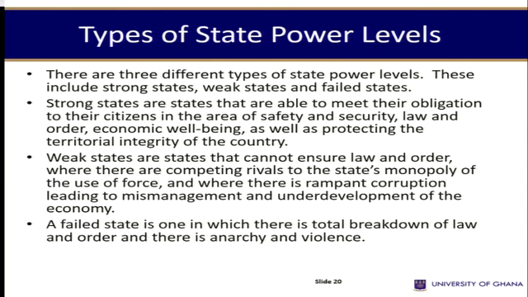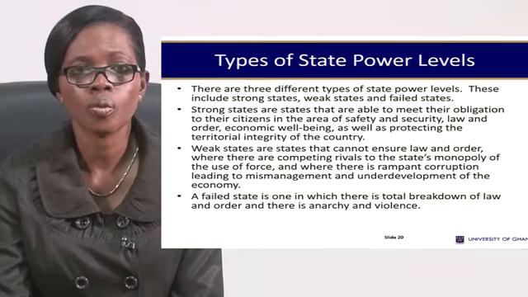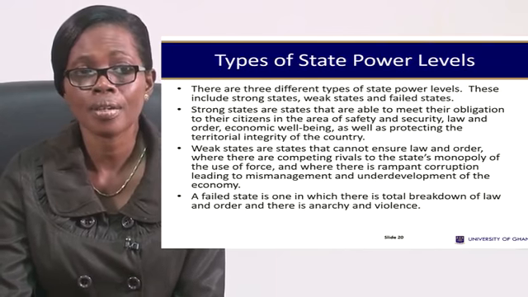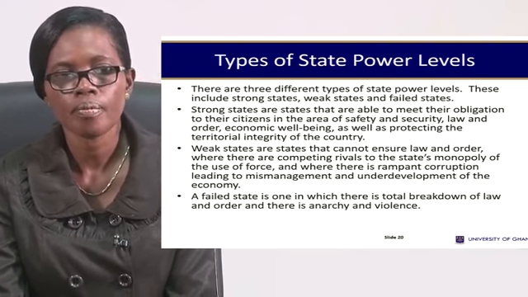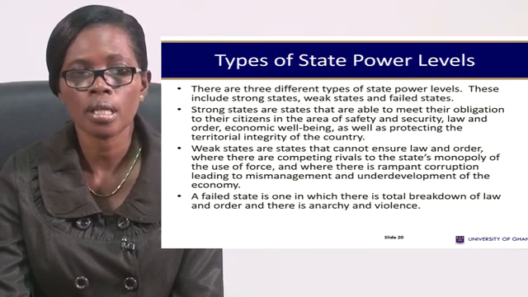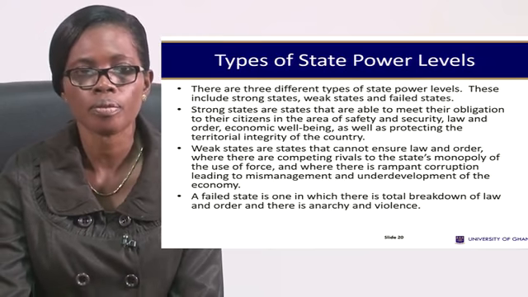Weak states are states that cannot ensure law and order, where there are competing rivals to the state's monopoly of the use of force, and where there is rampant corruption leading to mismanagement and underdevelopment of the economy. So we can put many developing countries here, including Ghana. But there are different levels of weak states. Some states are stronger weak states. I will put Ghana there. And others are very weak states. We can call states such as the Democratic Republic of Congo very weak states.